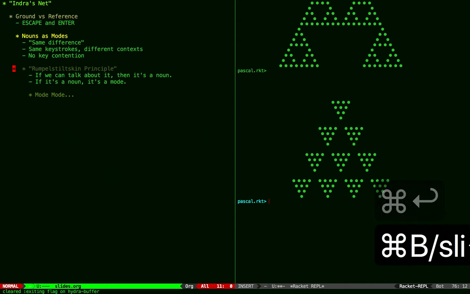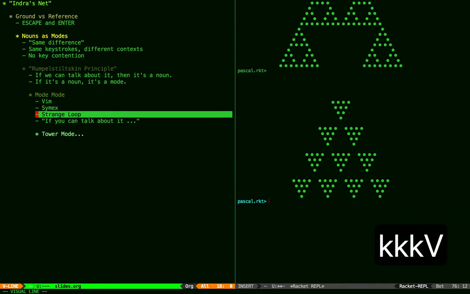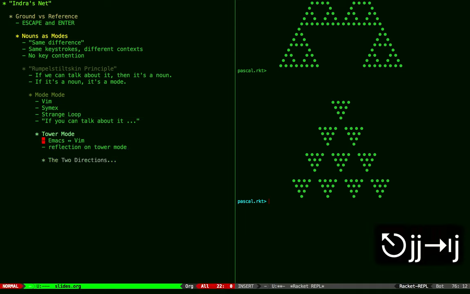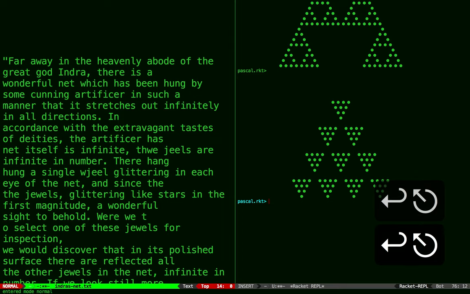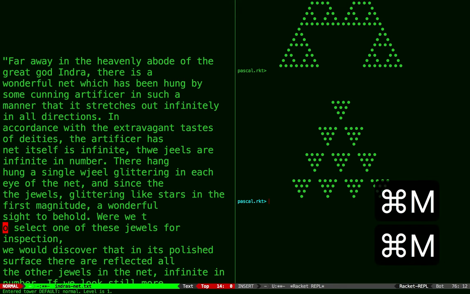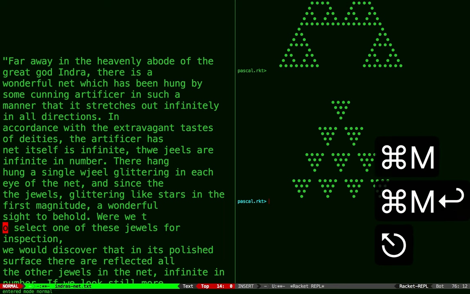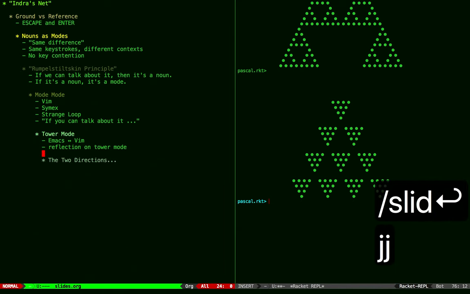Right, so let's see where we're at. Rumpelstiltskin principle, we talked about mode. We talked about the strange loop application of ground level modes in meta levels. We saw the different towers, and in fact, we're currently in Vim tower, but you can go to Emacs tower, and now with a single keystroke, you can alternate between Emacs and Vim, which are modeled as towers.